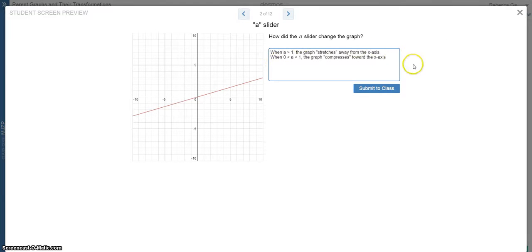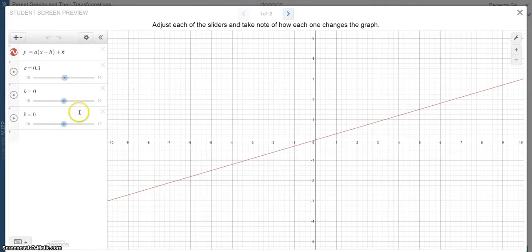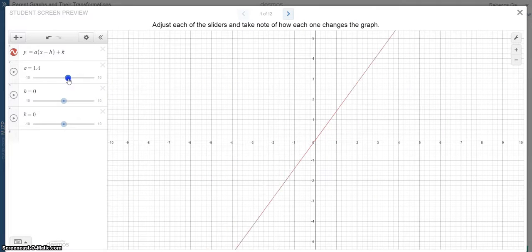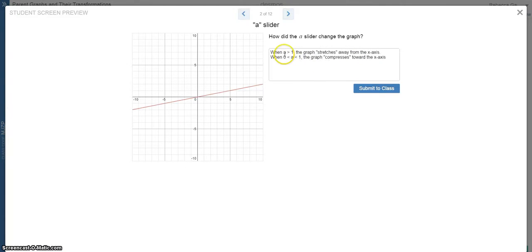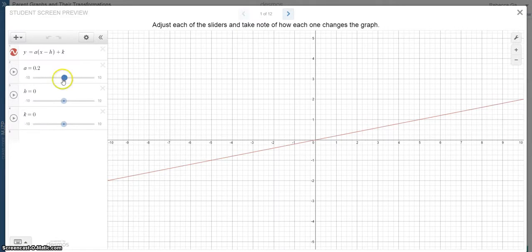I actually made the definitions a little bit nicer. They looked a little wordy before. And I'm using the terms stretches and compresses. So remember, stretches is whenever it's becoming a steeper graph, and it compresses whenever it's becoming more flat because it's approaching the x-axis. All right, now we've got when A is between 0 and 1 and when it's greater than 1, but we don't have when it's less than 0.